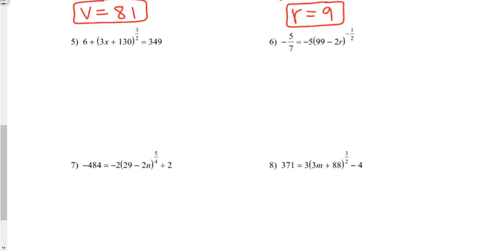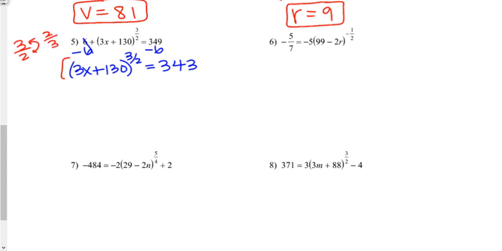Right, a few more. For number 5, I first have to subtract the 6. And I'm left with, in parentheses, 3x plus 130 to the power of 3 over 2 equals 343. Now, there's a lot left on the left side of the equation, but that's as far as I can go at this point because the term that has the rational exponent in it is 3x plus 130, and it's totally isolated already. So now I'm taking 3 over 2, flipping it upside down to make 2/3, and I'll take both sides to the power of 2/3 at this point.